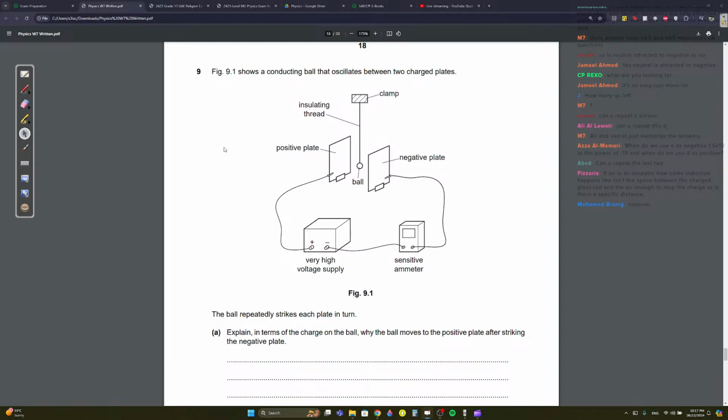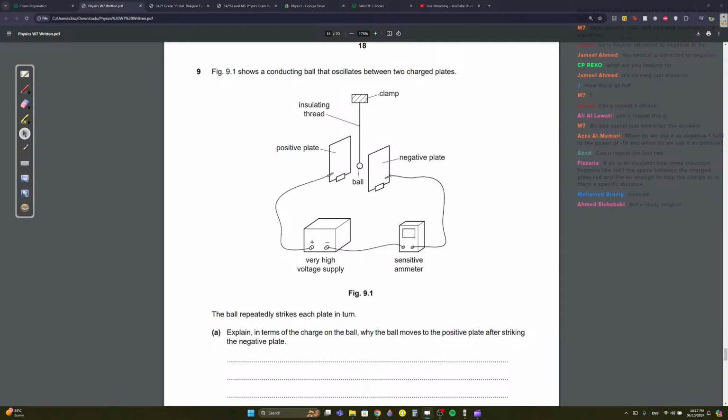If air is an insulator, how come induction happens? Isn't the space between the charged glass rod and the air enough to stop the charge, or is there a specific distance? When I say air is an insulator, I mean air is an insulator as in heat. Okay, not like this.